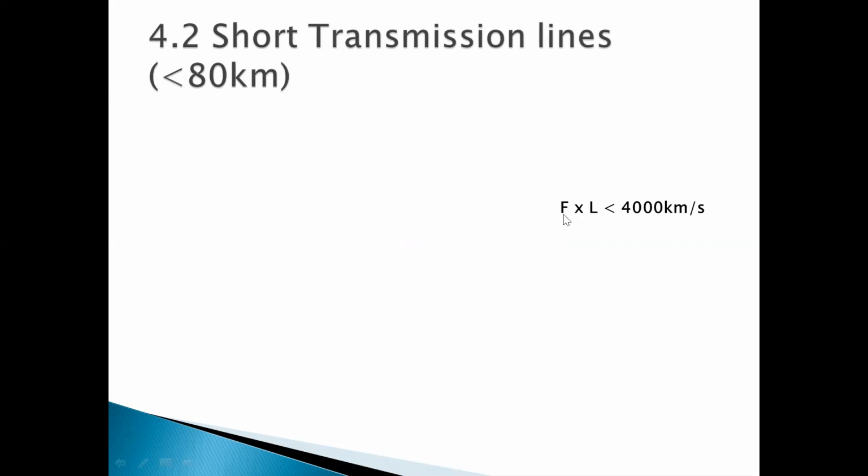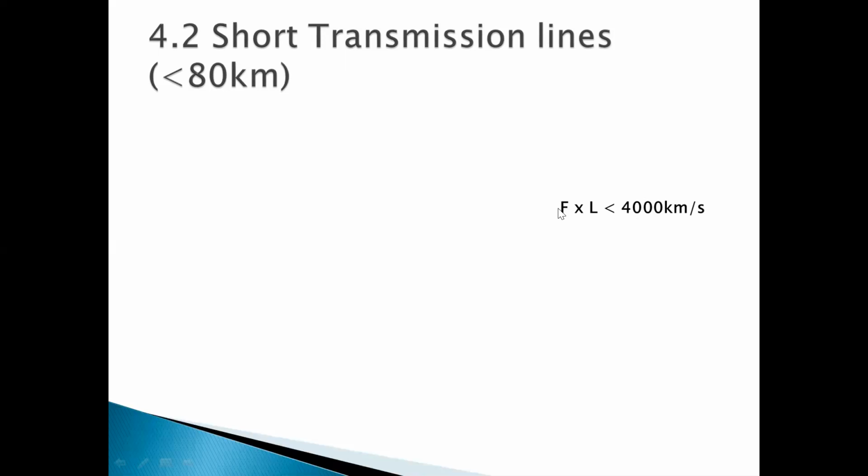There is one more thing. If the frequency is 50 hertz and the length is 80 kilometers, if we multiply both of these, then 4000 kilometers per second is actually the speed, the velocity. We can call it a short transmission line if it is less than this value.